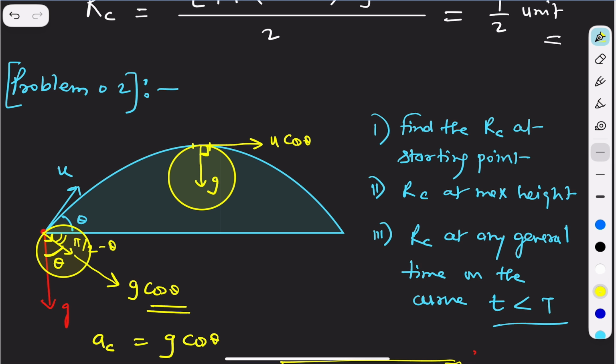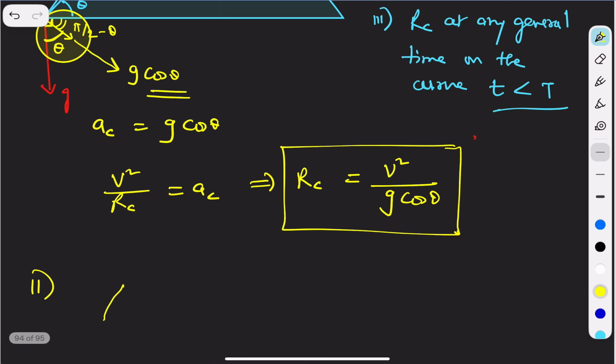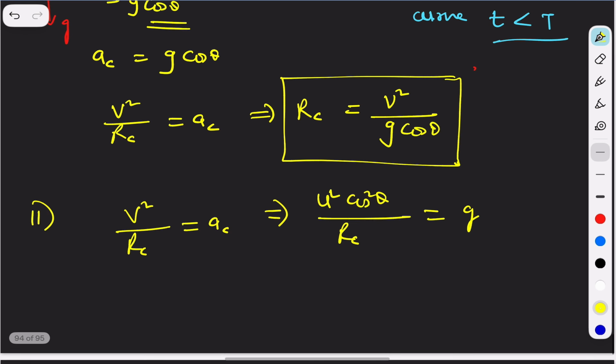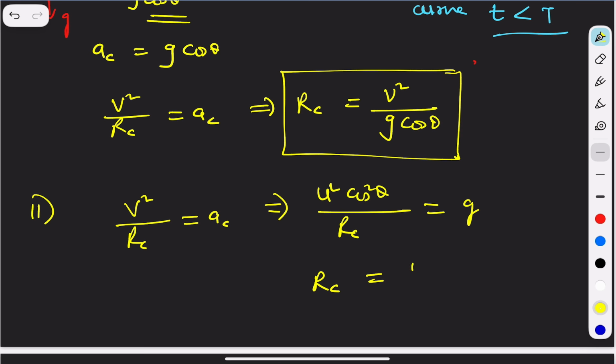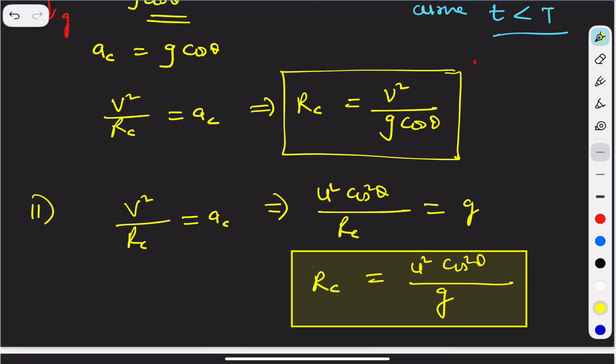So guys, to calculate the radius of curvature, we can directly say that v squared divided by Rc is equal to Ac. Here v is u cos theta, so u squared cos squared theta divided by Rc is equal to g. So Rc will be equal to u squared cos squared theta divided by g. This will be your Rc, the radius of curvature at the maximum height.